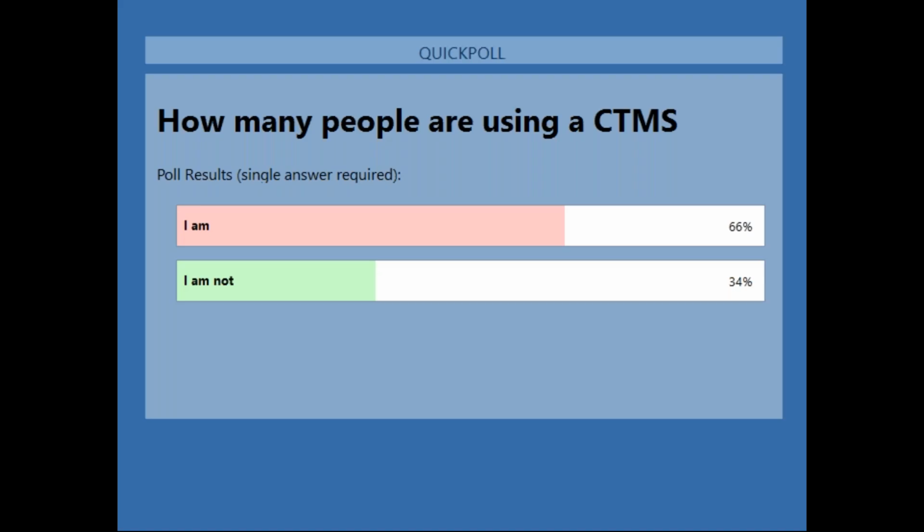Okay, great. I'm going to close this first one. You should be able to see the result on your screen. Rick, if you can't, the answer for people who are using a CTMS is 66% of attendees today, and for the people who are not, it's 34%.